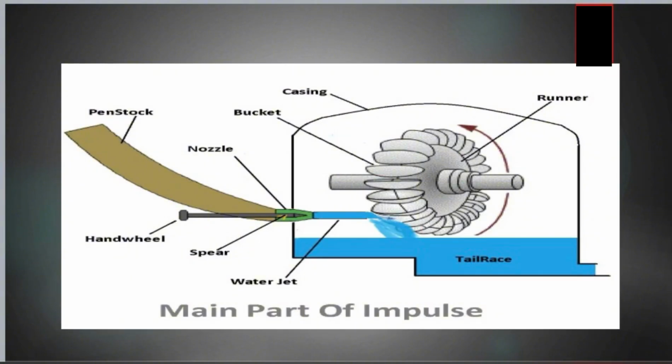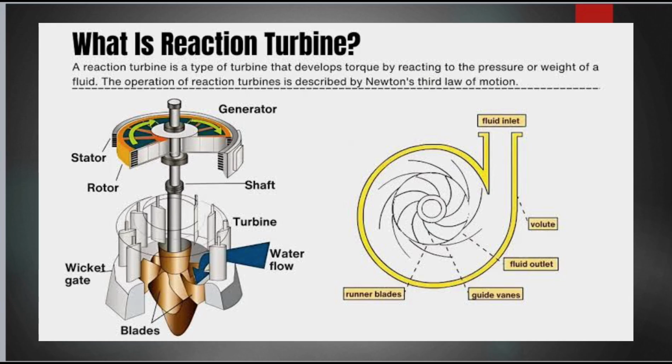These are the main parts of the impulse turbine. You can see here the nozzle and casing, runner or rotor, buckets or blades with water jets, spear and handwheel, and penstock. These are the main parts. So let's proceed to the reaction turbine.